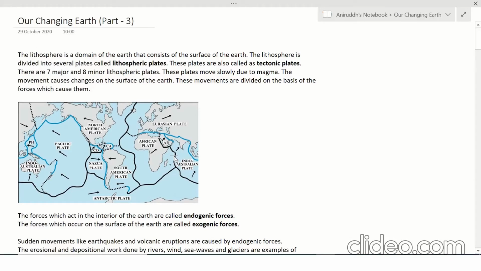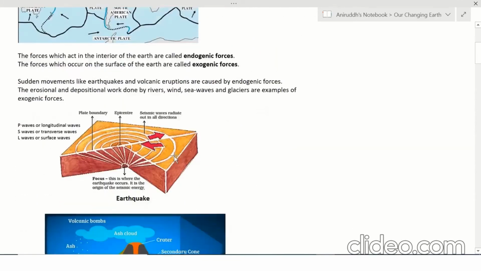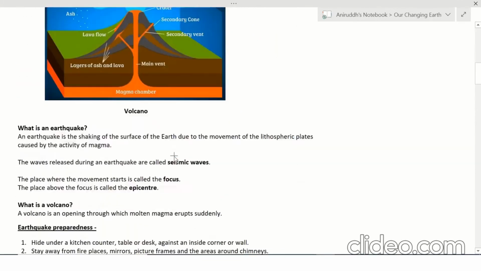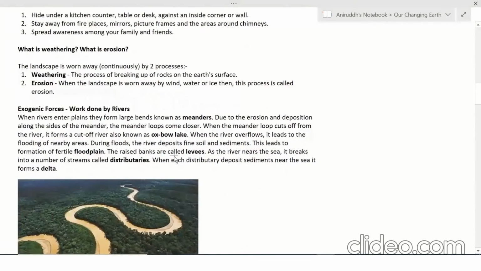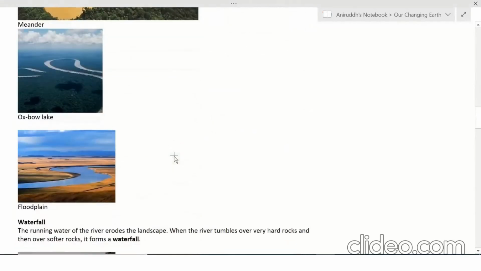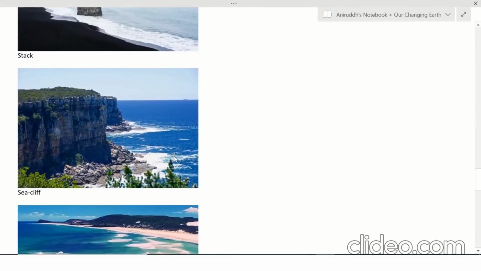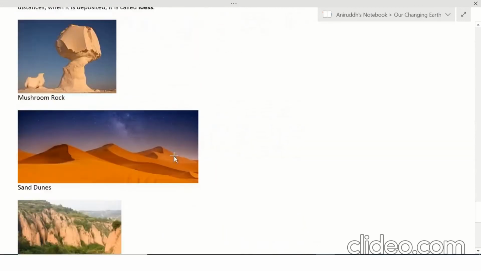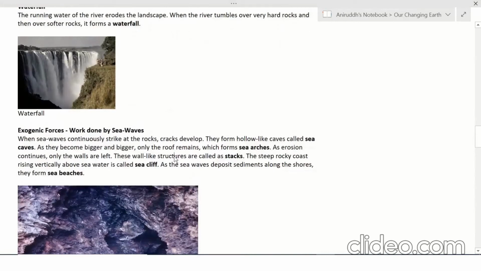In the previous videos, we discussed the lithospheric plates, endogenic and exogenic forces, earthquakes, volcano, earthquake preparedness, what is weathering, what is erosion, work done by rivers and waterfall. In this video, we'll discuss the work done by sea waves, the work done by wind and the work done by ice. So let us start.